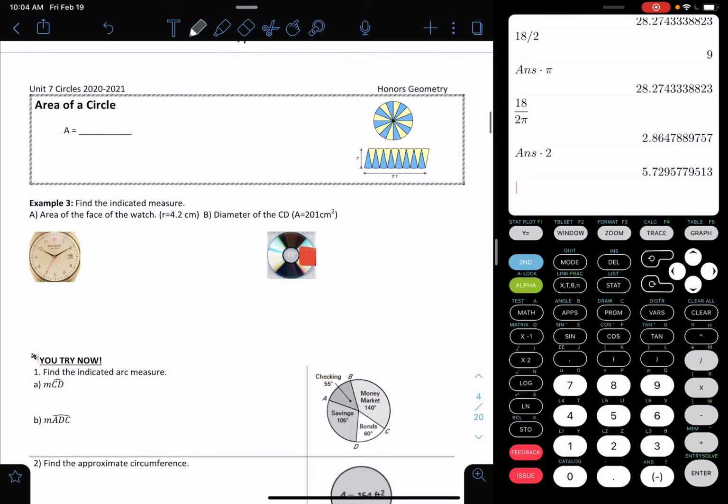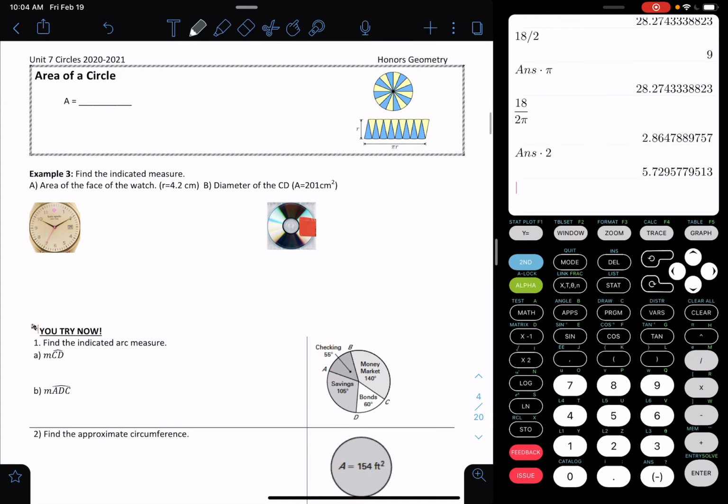The last type of problem is dealing with area. How do I find the area of a circle? Now the area of the circle is going to be pi r squared. And I kind of gave you this example over here. If I take a circle and I divide it into equal wedges and I unravel that circle, we're going to get a parallelogram where the base is pi times r and the height is the radius. So pi times r times r is pi r squared. So the area of a circle is pi r squared.